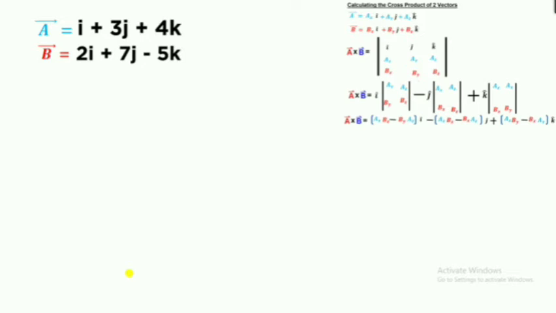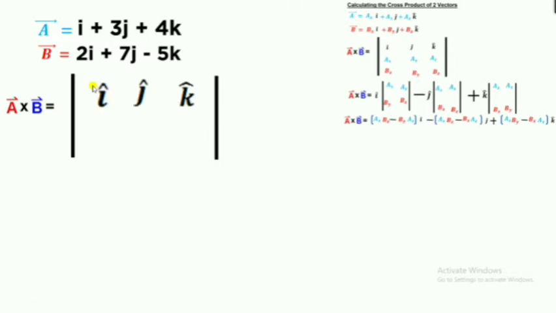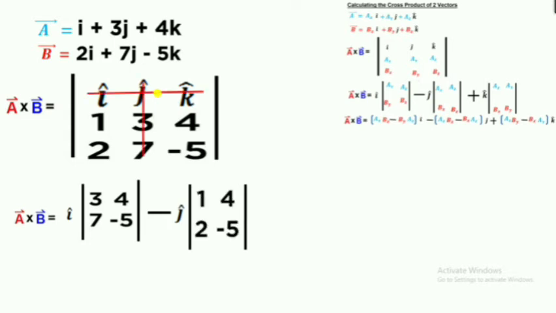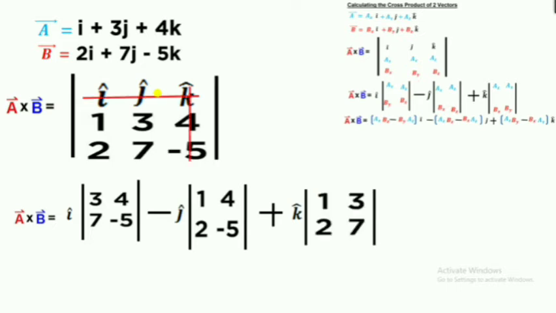Now let's solve one problem. So out here a cross b will be, first I'll write ijk, then now I'll write the coefficients of a vector, that is 1, 3 and 4, and coefficients of b vector is 2, 7, minus 5. So now I'll solve. I'll cancel the row and column of I, then you'll get 3, 4, 7, minus 5, minus j, then I'll cancel this, you'll get 1, 4, 2, minus 5, plus k, and you cancel this, you'll get 1, 3, 2, 7.